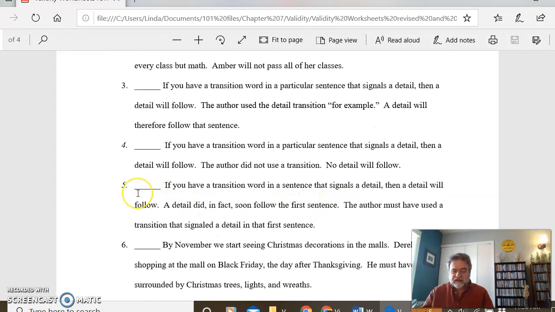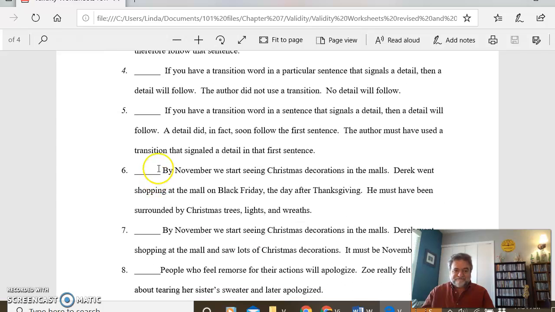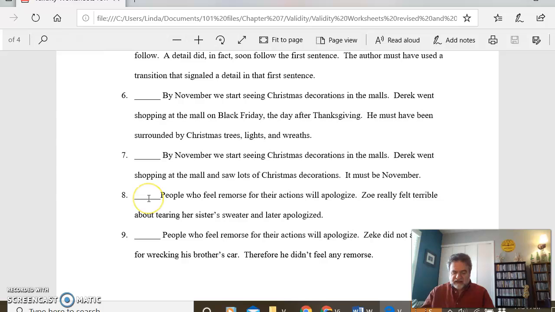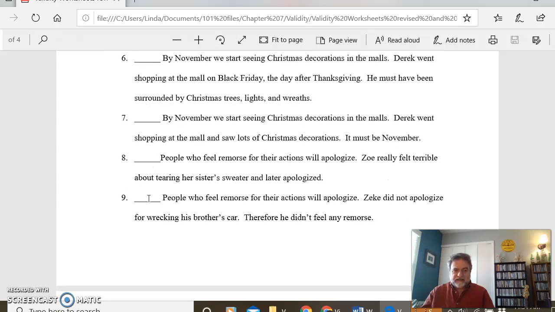Number 5 is invalid, affirming the consequent. If you have a transition word in a sentence that signals a detail, then a detail will follow. A detail did, in fact, follow the first sentence. Number 6 is valid. I just leave it at that. Number 7 is invalid, affirming the consequent. Okay. 8 is valid. And 9 is invalid, denying the antecedent.